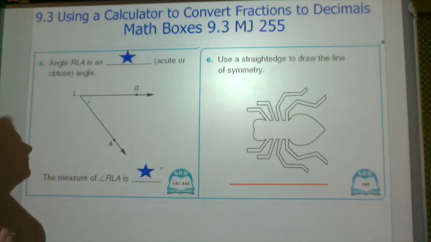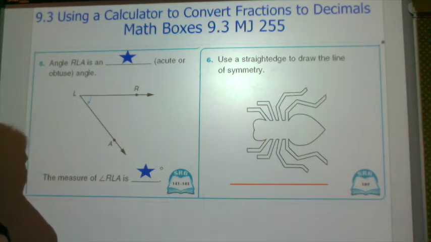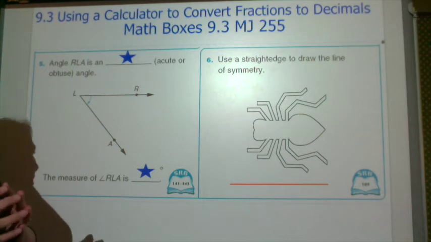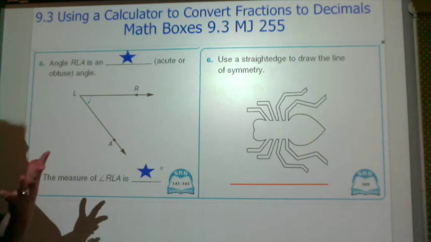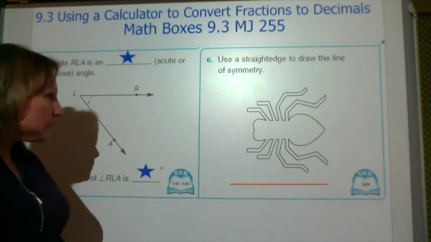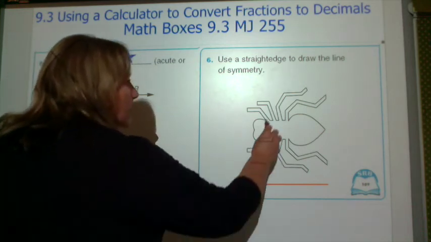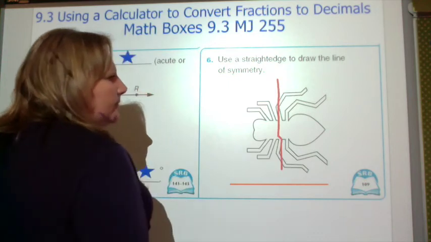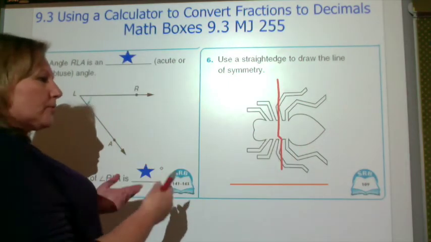Last one, number 6. I was correcting some papers from last week and I noticed that some of you might not know exactly what symmetry means. Symmetry is if you cut a shape in half, that means both sides are going to be equal. They're going to look alike. So symmetry of this spider, if I took this line right here and cut it in half, this is not the same as this. Think of it as a mirror image almost.